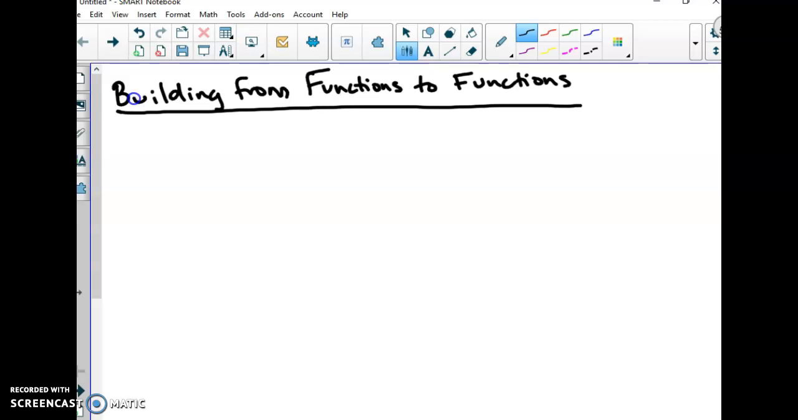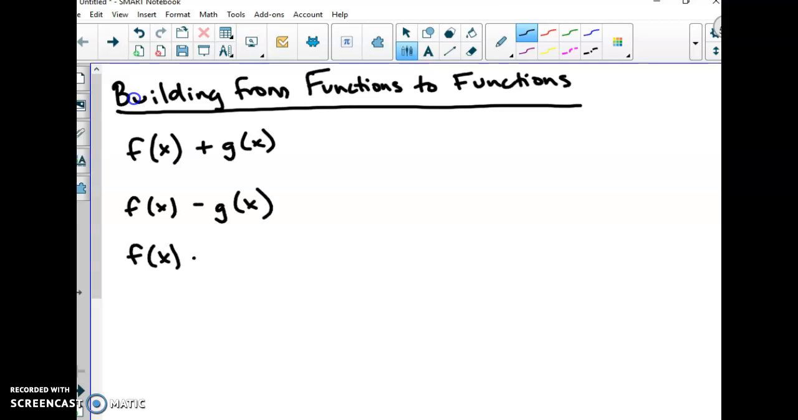Now, the basic ways are to have f of x plus g of x, f of x minus g of x, f of x times g of x, f of x divided by g of x. Okay, these are your more basic ways. These are more straightforward. With that being said, like I said, these are easier to understand.